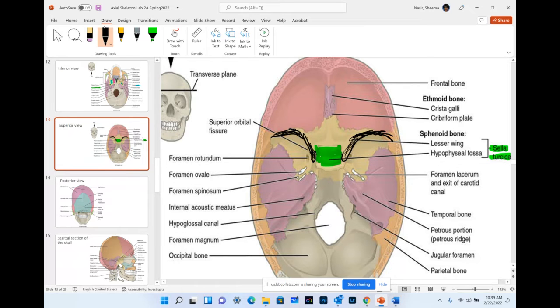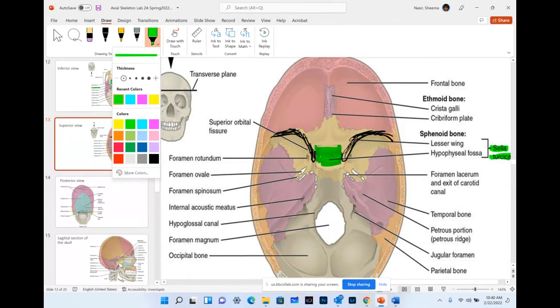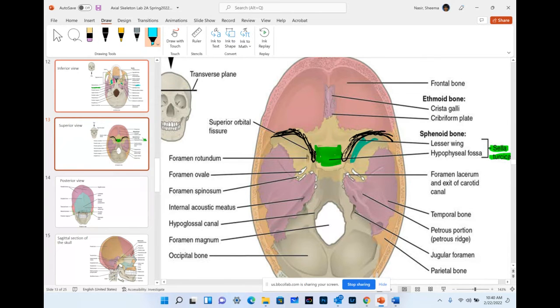Now, it is kind of like a ditch, the ridge feels like a little cliff, and then a deep drop, and then you can feel it in the base. This part is your greater wing of the sphenoid, that is making the base, not the margin, but the base of the skull. That is the greater wing because it's more area.